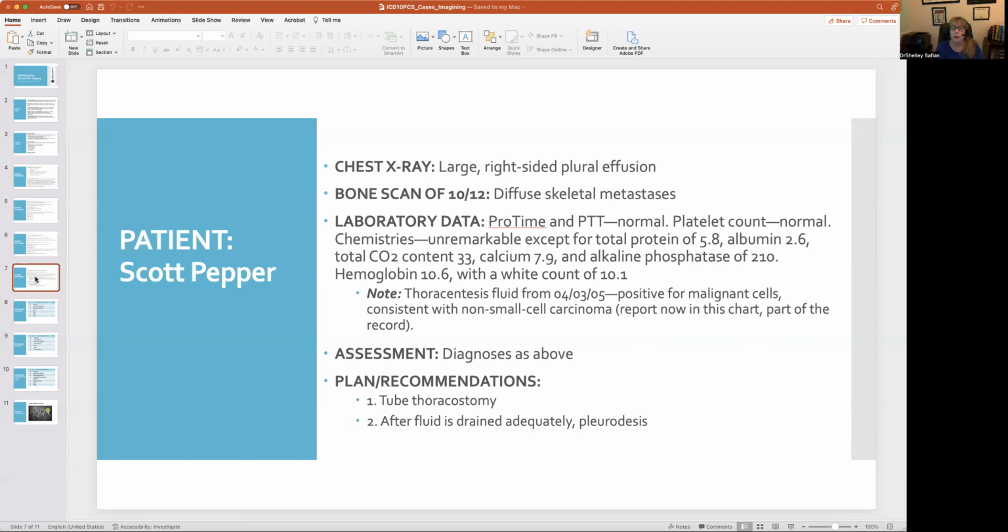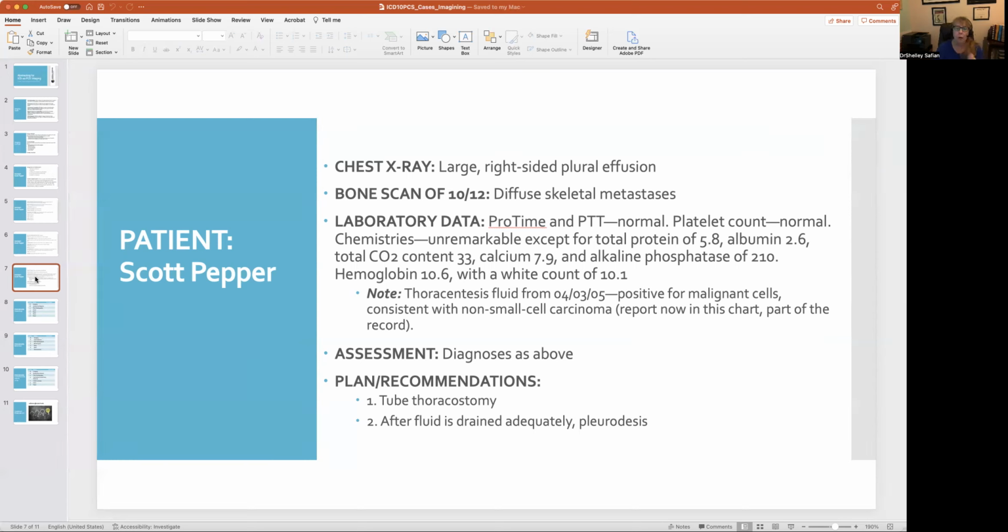Okay. Note, thoracentesis fluid from April the 3rd, 2005, positive for malignant cells consistent with non-small cell carcinoma. Okay, so, wow, this gentleman was diagnosed with non-small cell carcinoma of his lungs back in 2005. That's 17 years ago. This is truly an excellent showing of how our healthcare industry has improved.